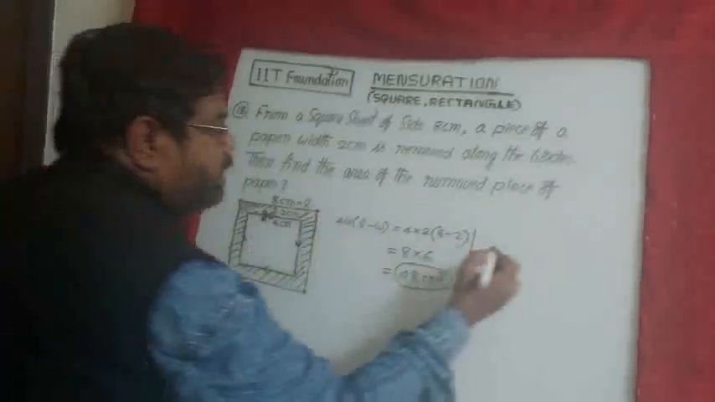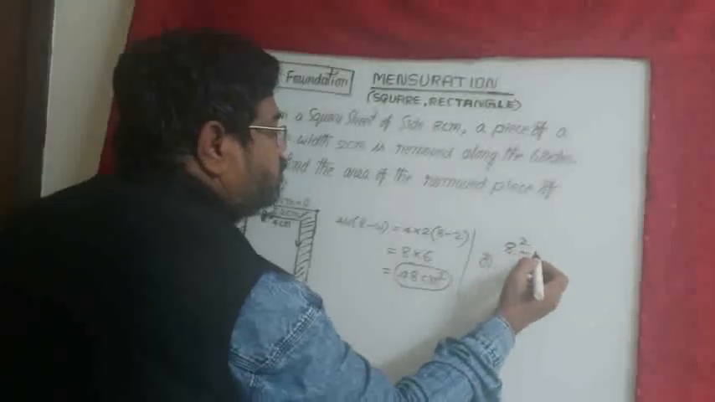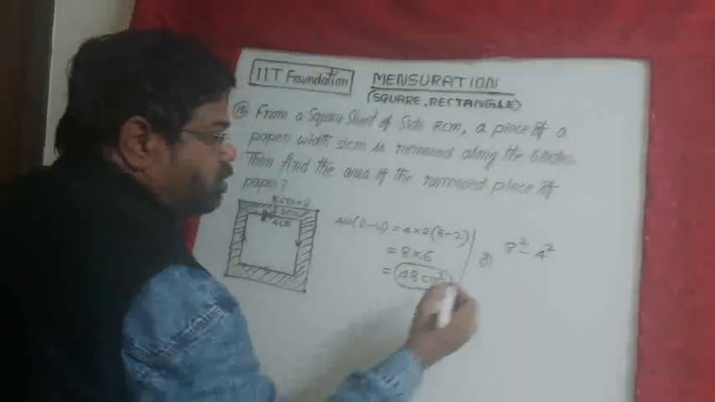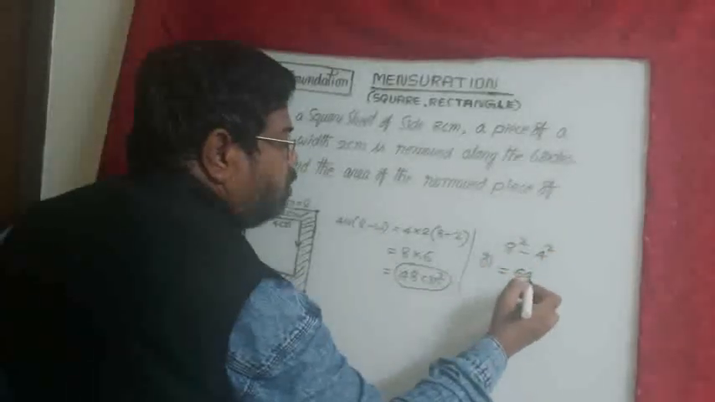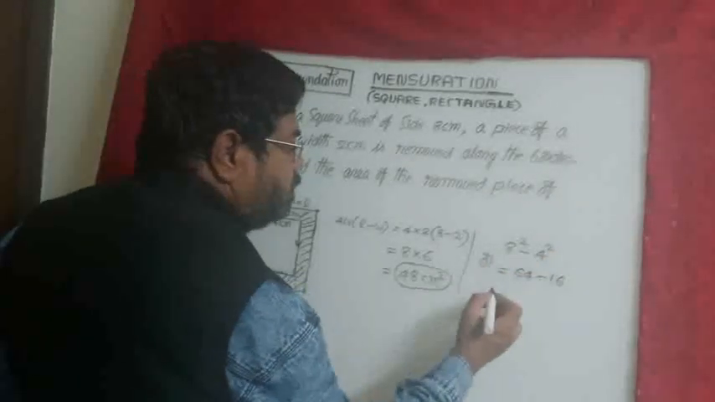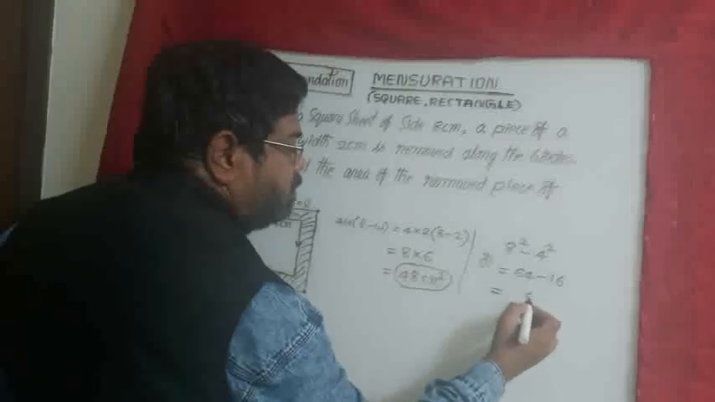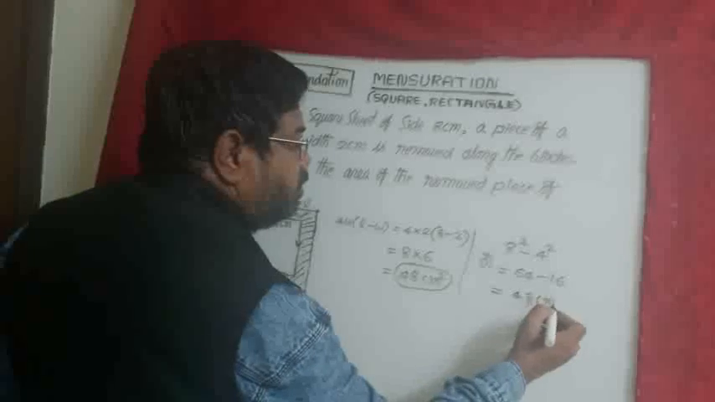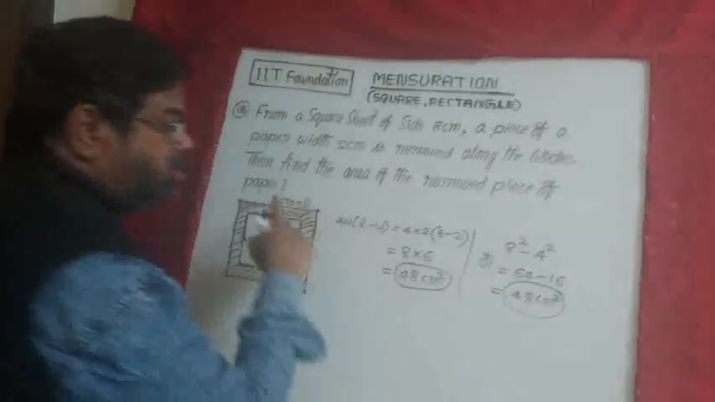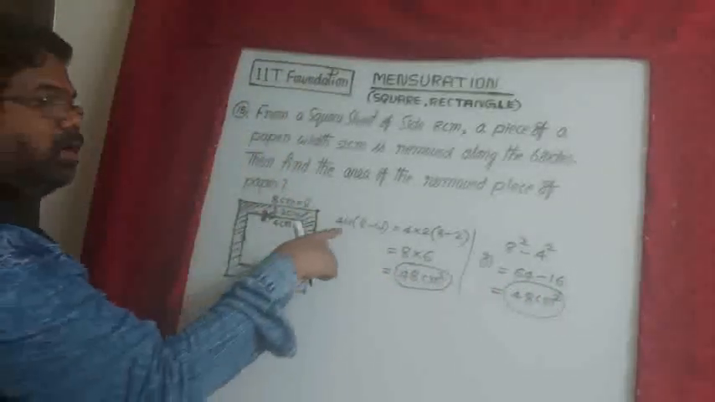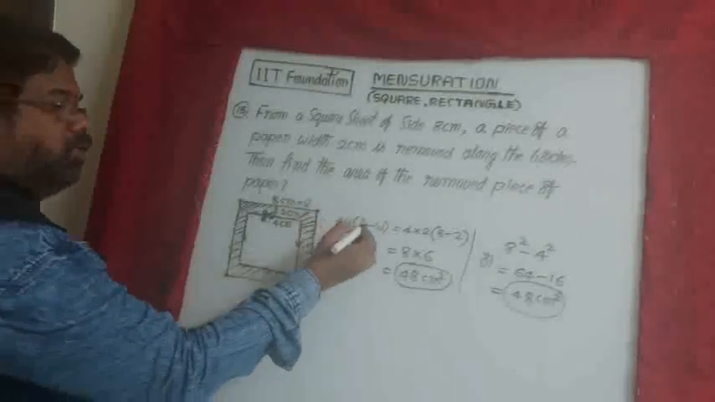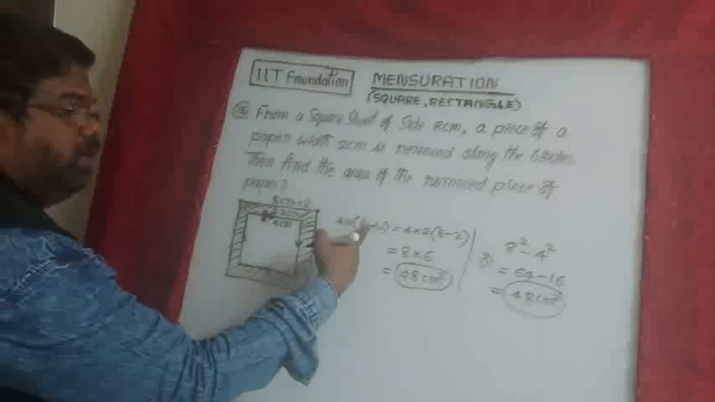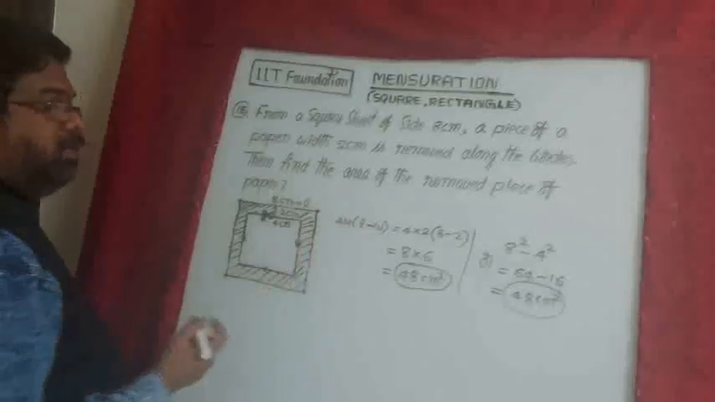Or larger square area minus smaller square area, you get the same answer. What is the larger square area? 8 square, minus the smaller square area, 4 square. 8 square is 64, minus 4 square is 16. 64 minus 16 is 48 square centimeters. You can get the same answer by larger square area minus smaller square area, or by using this formula 4W into L minus W, for an inside path. Outside means 4W into L plus W.